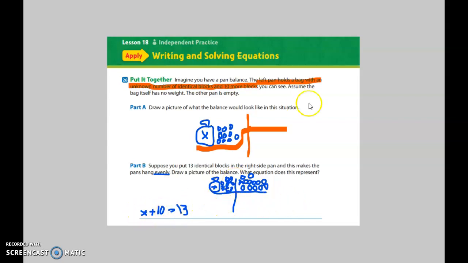Okay. Again, this is a check your work video for lesson 18 practice. Hopefully this helped you guys a little bit, and hopefully this helps you figure out what would happen in part C, because I'm not going to show you part C. I want to see what you guys come up with on your own. Alright.